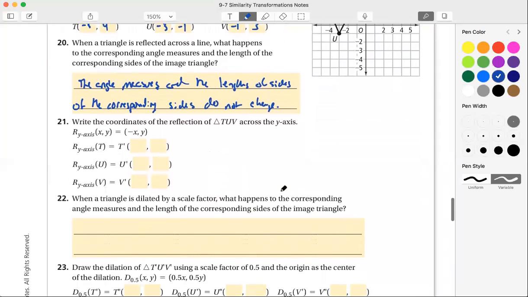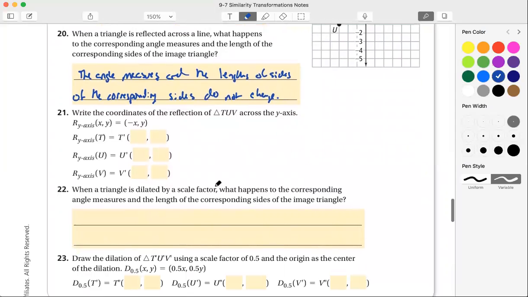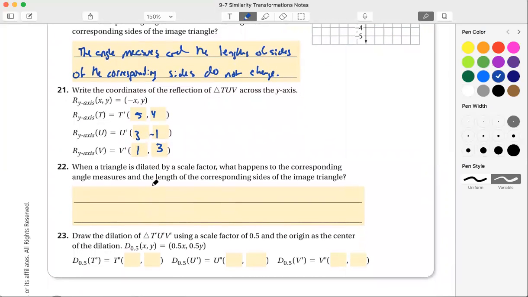All right, so recall what we do with the following. So this would give us the following. So T prime would give us 5, 4, U prime would give us 3, -1, and V prime would give us 1, 3. All right, so when a triangle is dilated by a scale factor, what happens to corresponding angle measures and the corresponding sides?